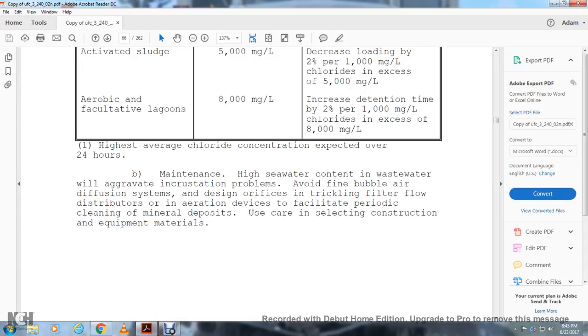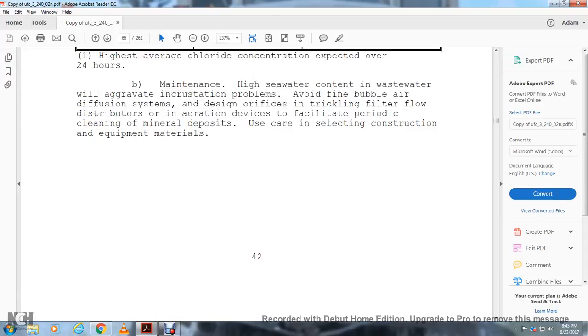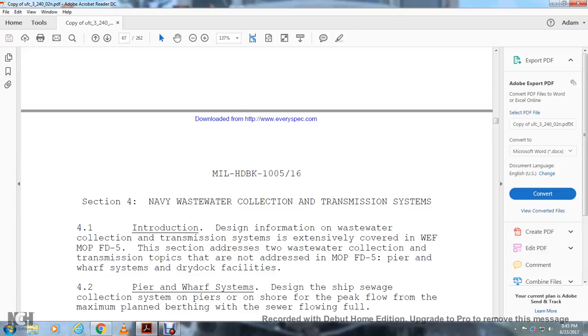The high seawater content of the wastewater aggravates incrustation problems. To avoid them, design fine bubble air diffusion systems, orifices, and trickling filter flow distribution and aeration devices with facilities for periodic cleaning of mineral deposits, and carefully select construction equipment and materials. Section 4. Navy wastewater collection and transmission systems.